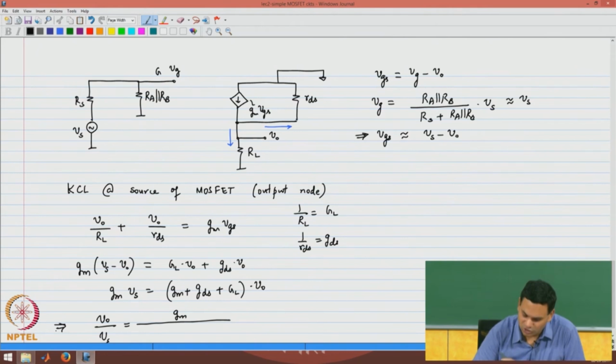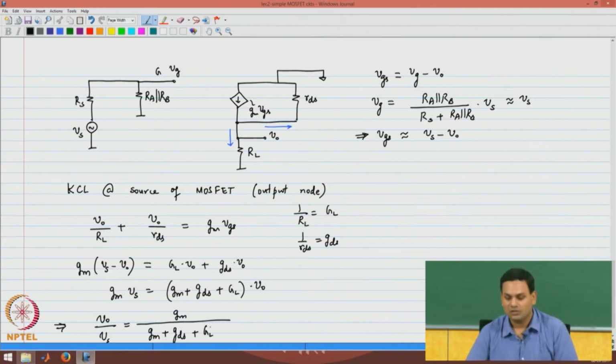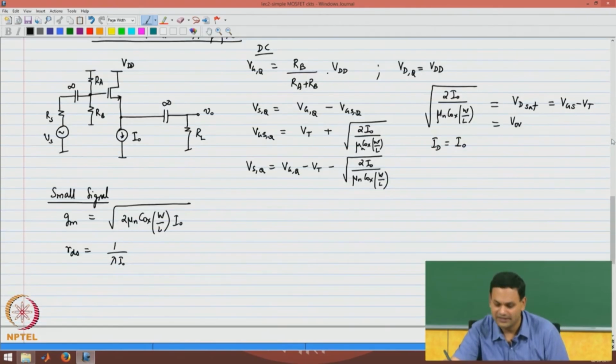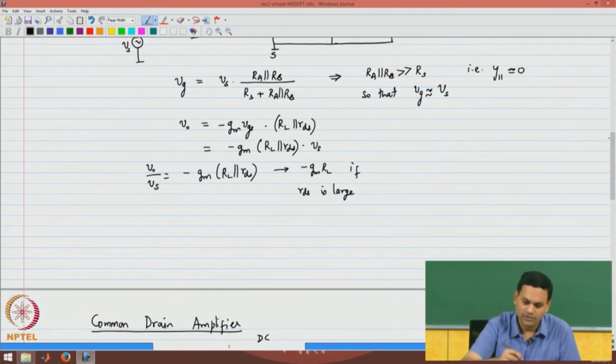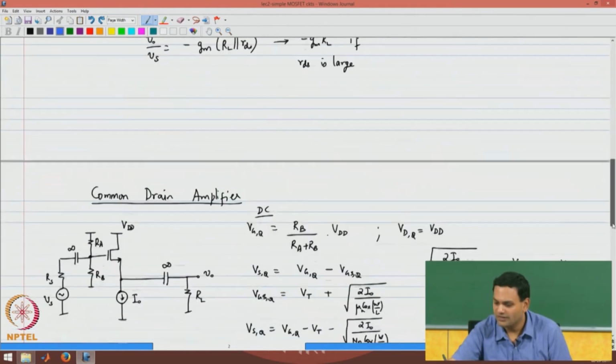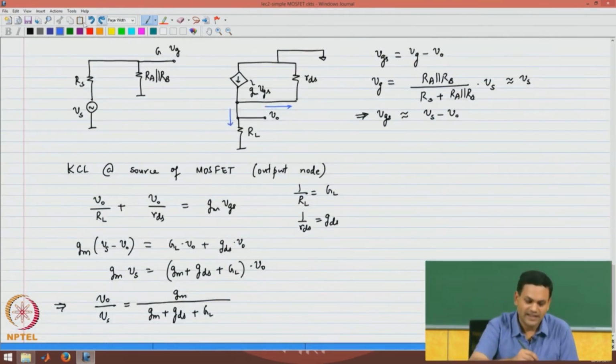This is the ratio of GM to the sum of GM plus GDS plus GL. So, this is the common drain amplifier gain. As you can see, the gain of the common drain amplifier is positive, whereas the gain of the common source amplifier was negative. I think that is something you should remember. Please note the negative sign here, and in the case of the common drain amplifier, the gain is positive.